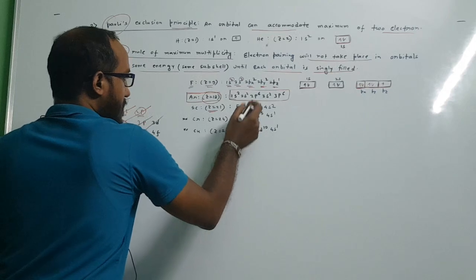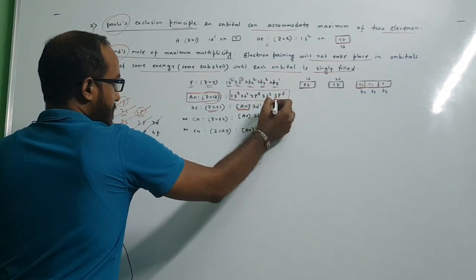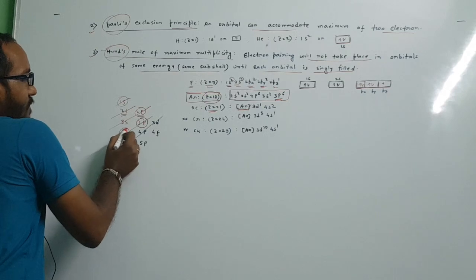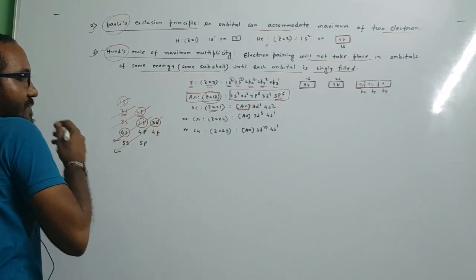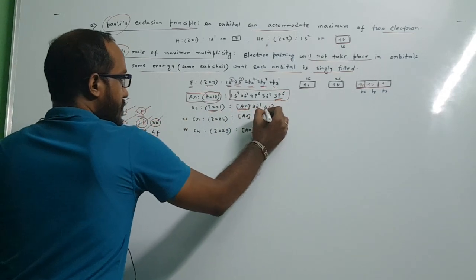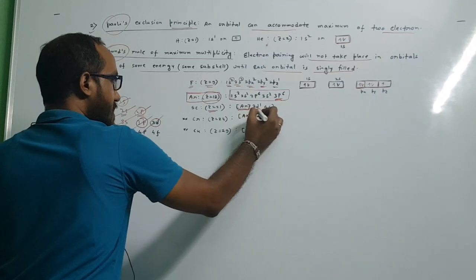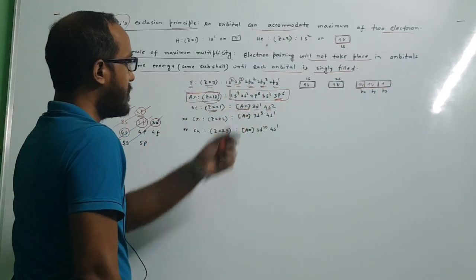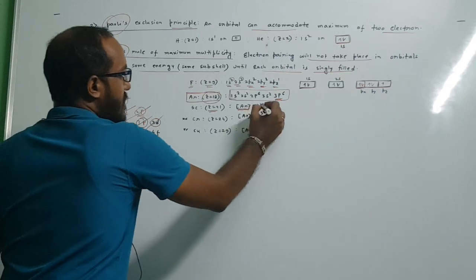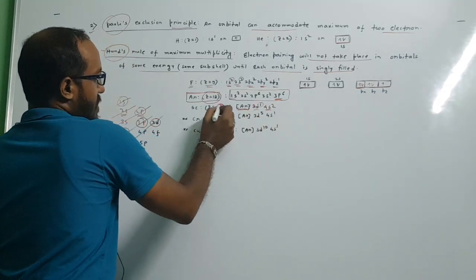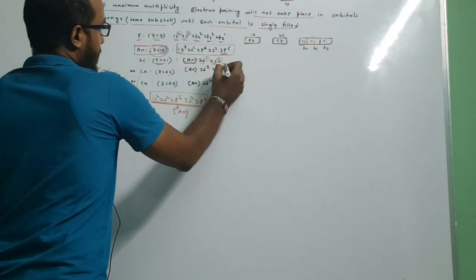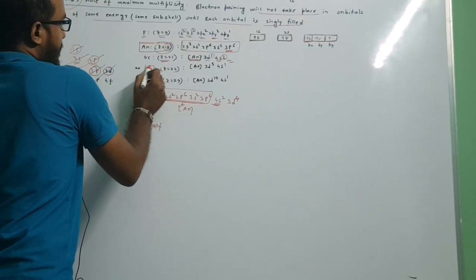You don't have to write the whole thing again and again, because nearest is 18. So argon. Then after 3p, as 3p6 is completely filled, after 3p there will be 4s, and after that it will come 3d. So 4s2, then 3d. How many electrons remain? 1 electron. See, we have total 21, so 18 plus. So let us see, we have done with scandium. Let us see chromium and copper.